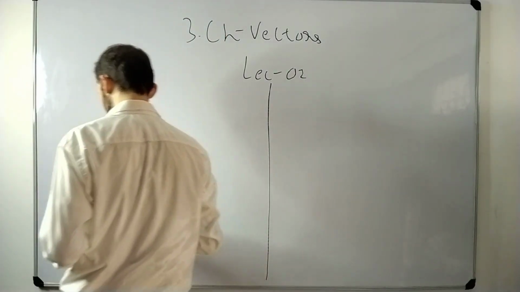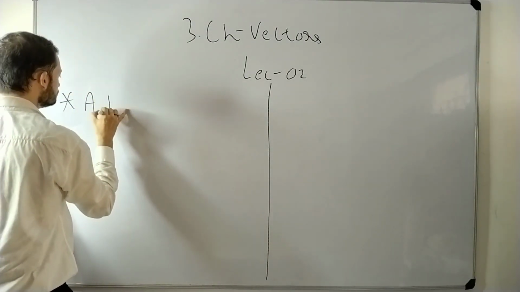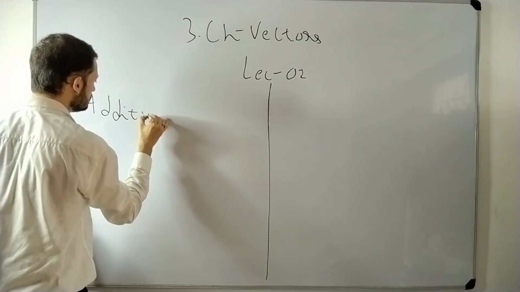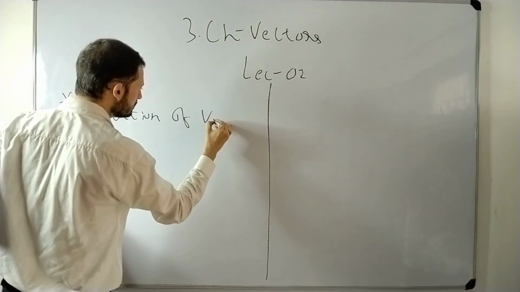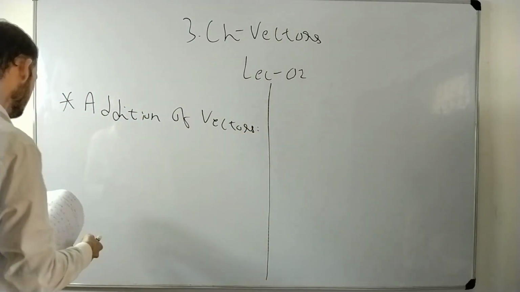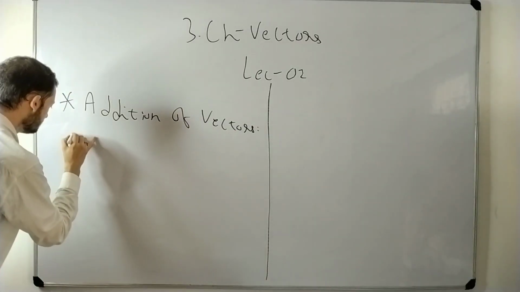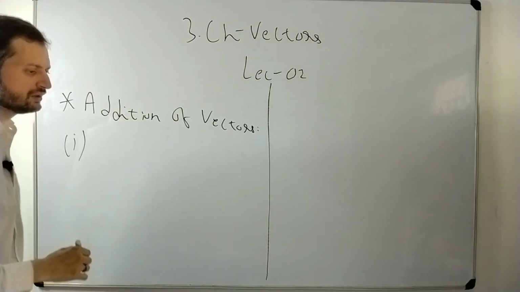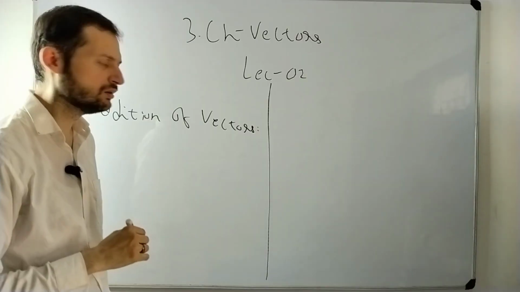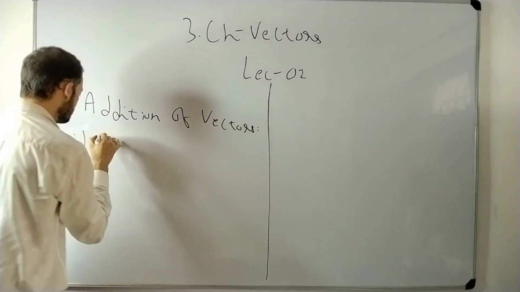Let's see. Addition of vectors. And what is addition of vectors? There are two methods in which vectors are added. One is basically triangle law and the other one is parallelogram law. First we discuss triangle law.